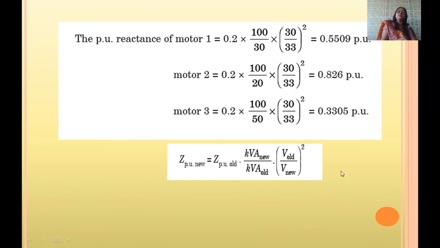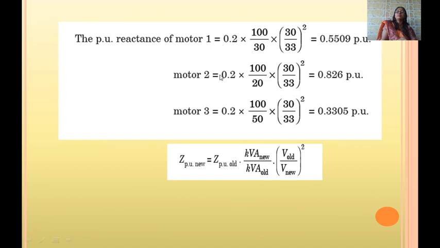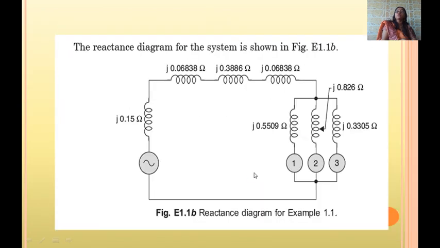This is in the same unit. You can see the generator per unit is this, 100 MVA 33 kV. So 15% means 0.15 per unit. For the transmission line we get this value, for motors 1, 2, 3 and for the transformers we get this value. So now the reactance diagram of the system.